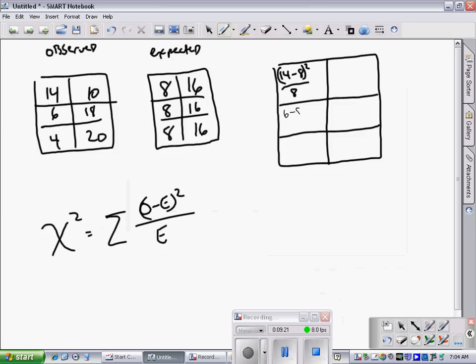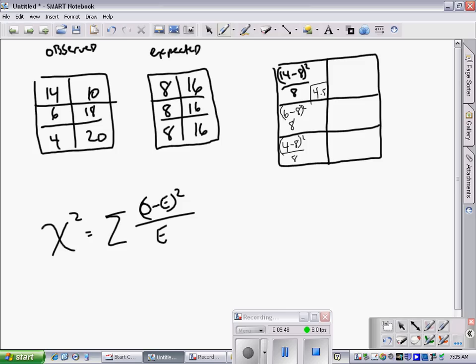Observed minus expected squared over expected. You might not necessarily have to write this down for every single cell, but that's the idea of what's going on. So now in the first cell, it's 14 minus 8, that's 6. 6 squared is 36. Divided by 8, this cell worked out to be 4.5.